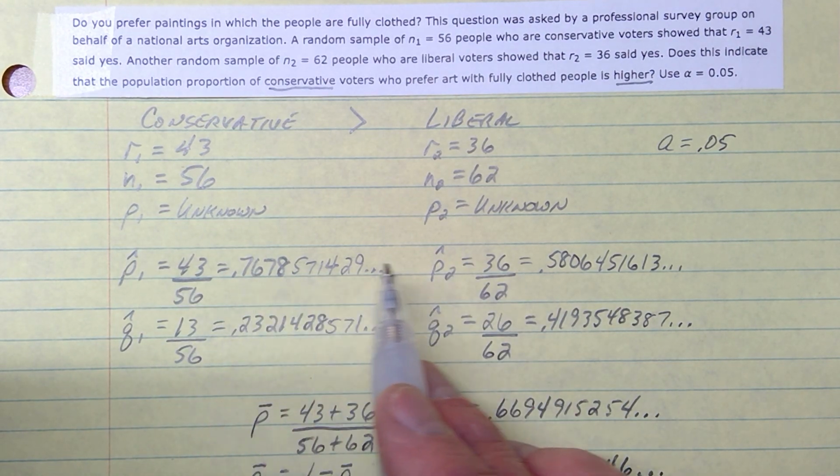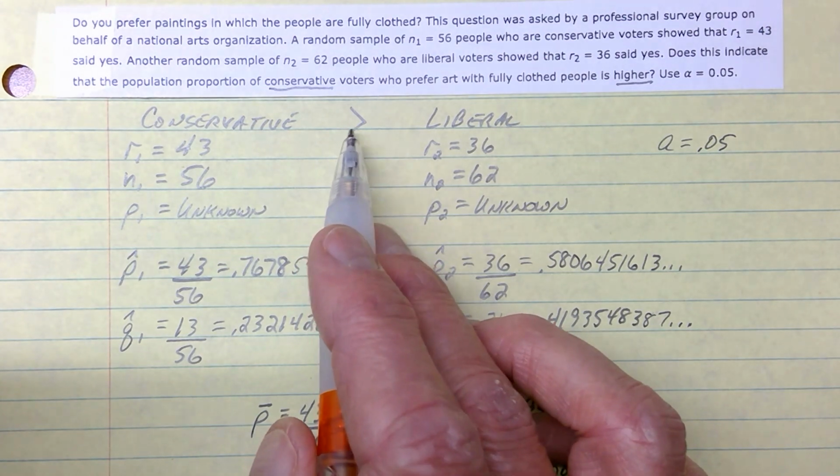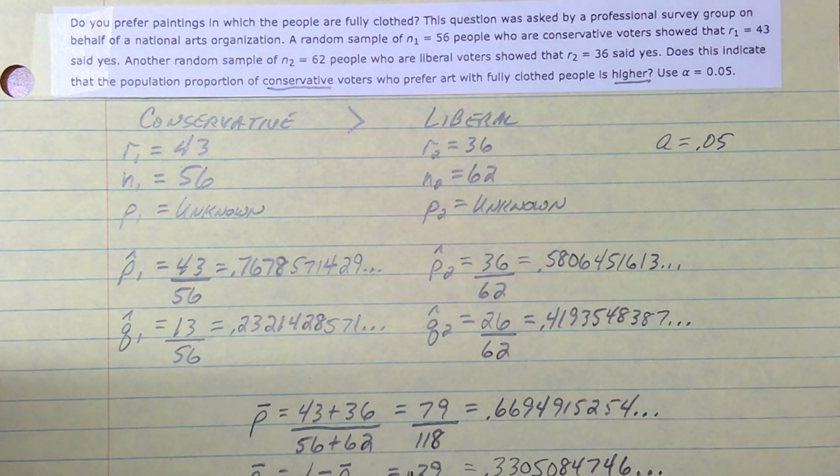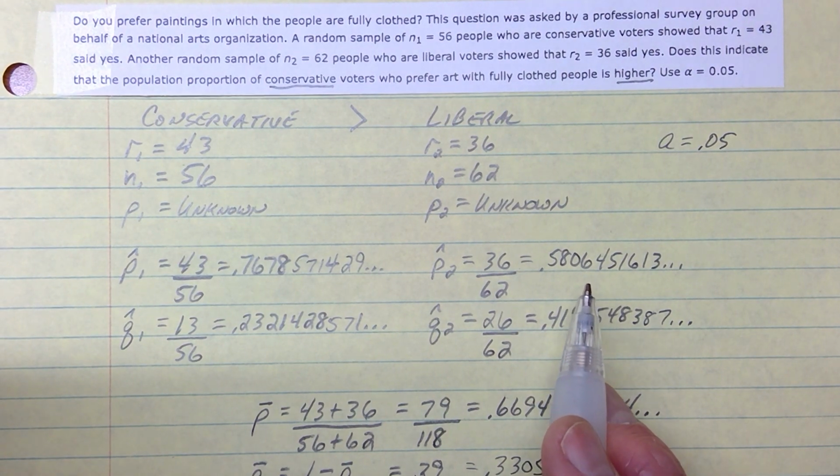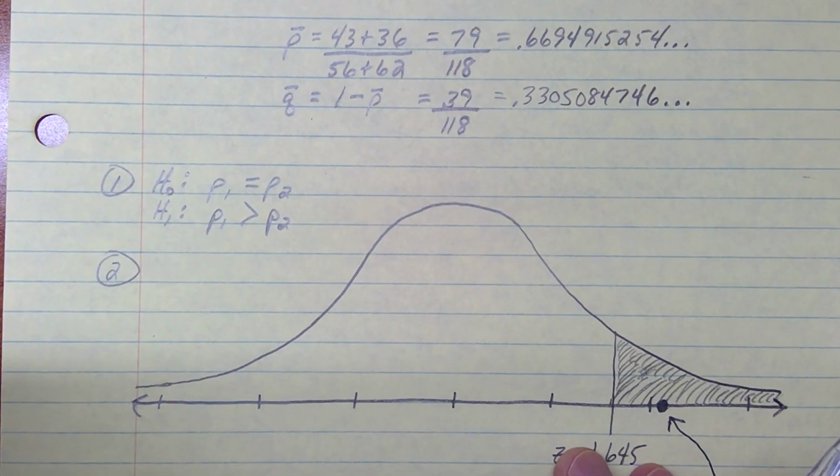It looks like group 1 is a lot higher than group 2. That's what I'm saying right here. That's going to be my test. I want to see if it's high enough that somebody cares. I want to see if it's significantly higher. So we got to run the test.